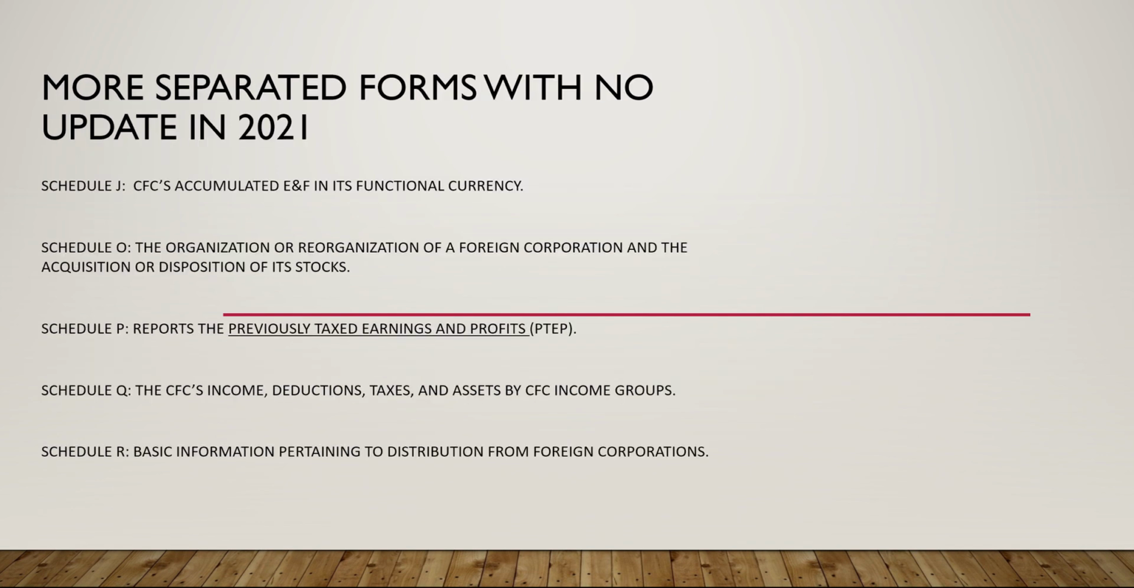Below are the forms with no update in 2021: Schedule J, Schedule O, and Schedules P, Q, and R. Notice that Schedule P reports the previously taxed earnings and profits in the U.S. shareholder's annual PTEP account, in both the CFC's foreign currency and U.S. dollars.